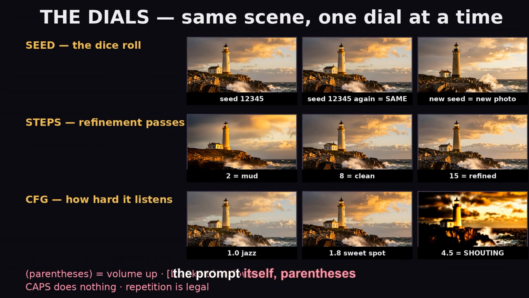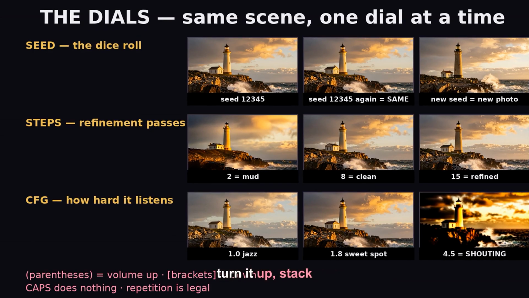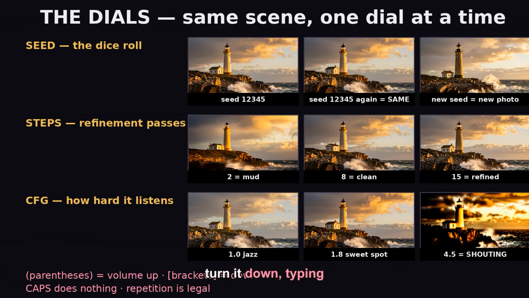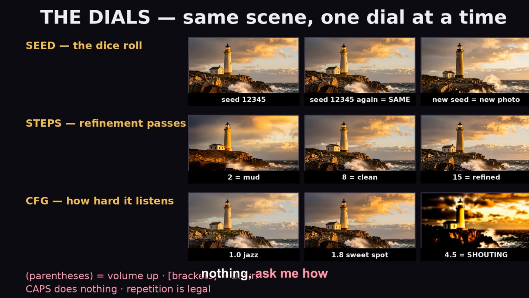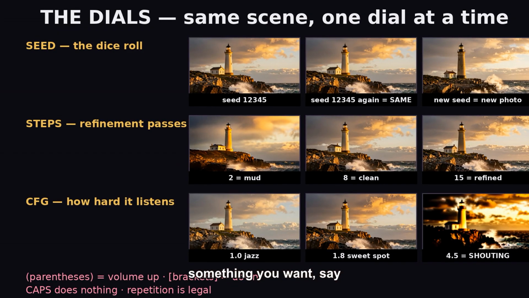And inside the prompt itself, parentheses are volume. Wrap a phrase in parentheses to turn it up. Stack up to 3. Brackets turn it down. Typing in all caps does nothing. Ask me how I know. And if the model keeps ignoring something you want, say it again.